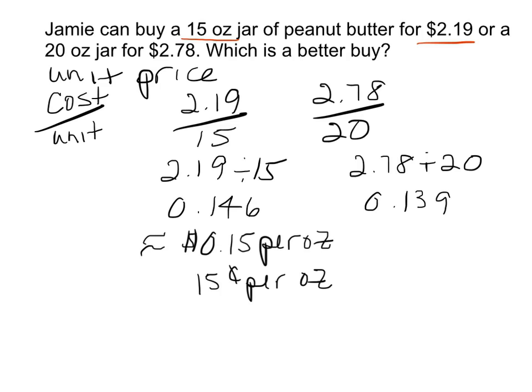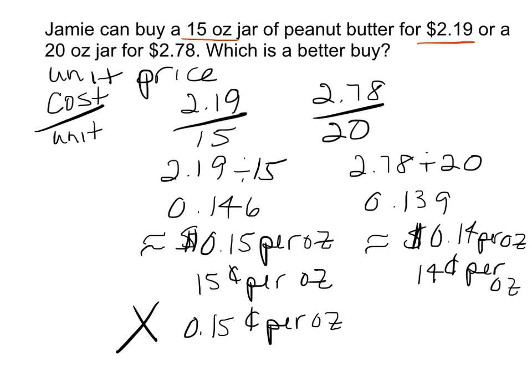So please be very careful about what you're using for your units, and don't write for me that it's 0.15 cents per ounce, because that's not right. Okay, it's not a part of a cent, it's a part of a dollar. So we use 0.15 and the dollar symbol, or 15 cents without the decimal. Okay, so be careful about how you're recording your units. All right, when we finish with all the math, it looks like for a 15-ounce jar, we're going to pay about 15 cents per ounce. The 20-ounce jar is about 14 cents per ounce.